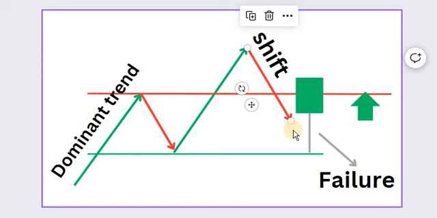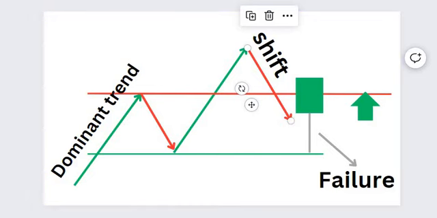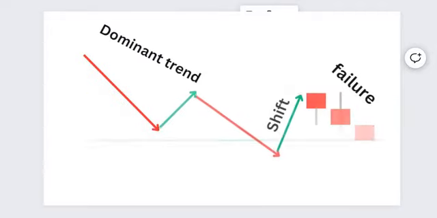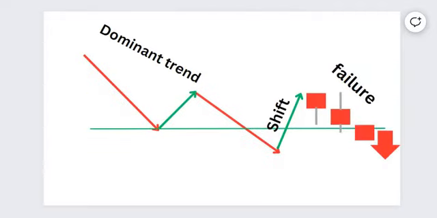When the price comes back down there, what's going to happen is simple. The market will continue to go up in the direction of the dominant trend. It's as easy as that. That is just it, and that is what failure is about. And this is the one for an uptrend.